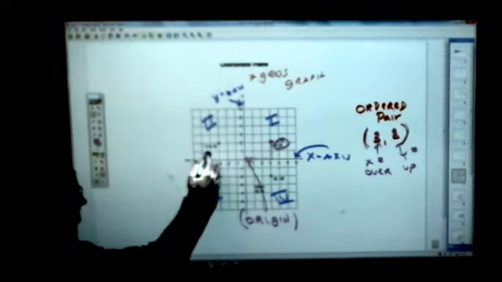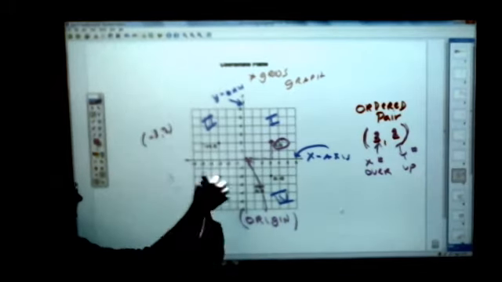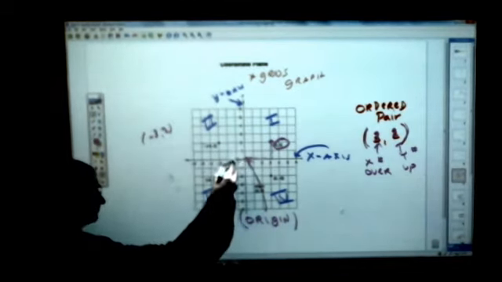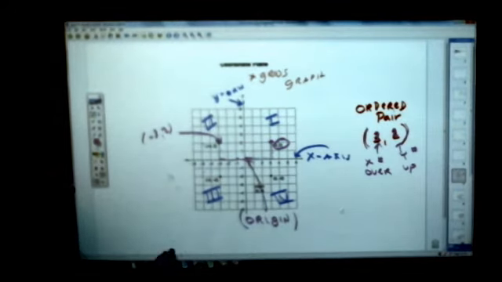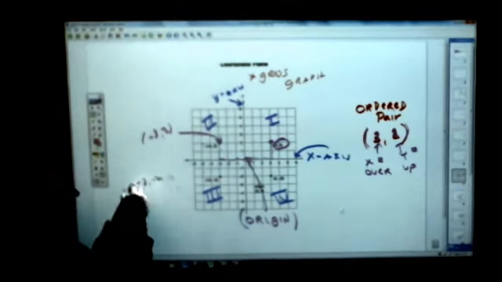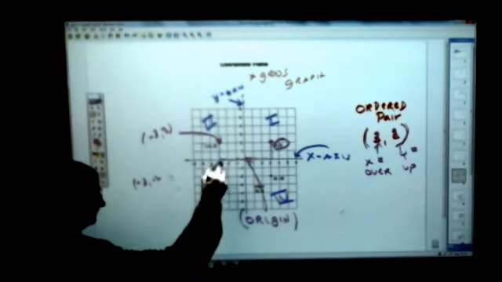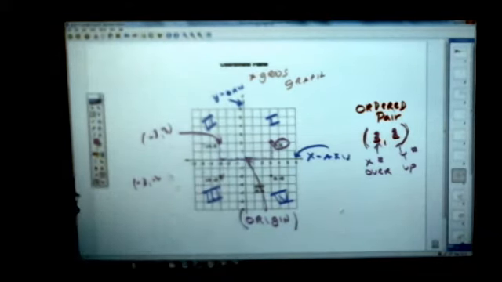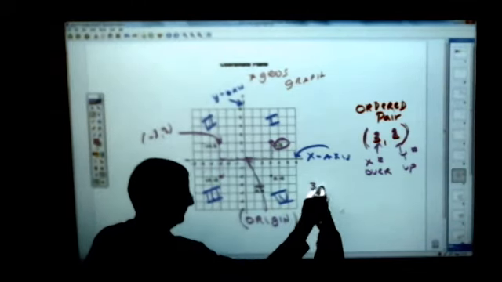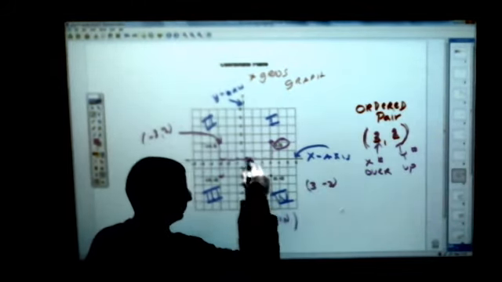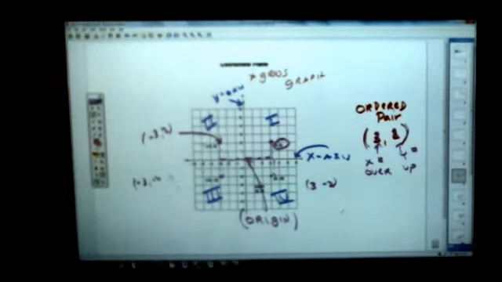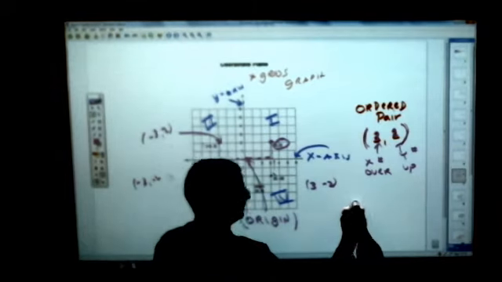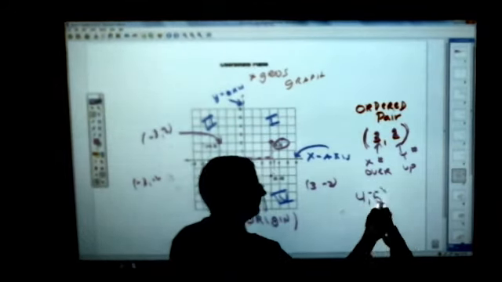Or this one over here. It's negative 3, comma 2. Negative 3 means you go backwards 3 places and up positive 2. There's your negative 3, 2. Or negative 3, comma negative 2 goes negative 3 but down 2 places for that. Or 3, comma negative 2 goes over 3 and down 2. That's that point.